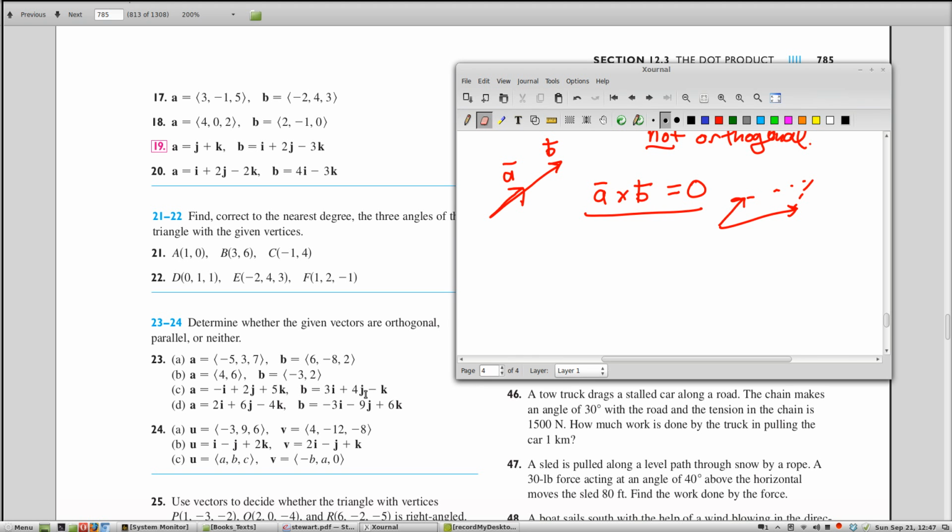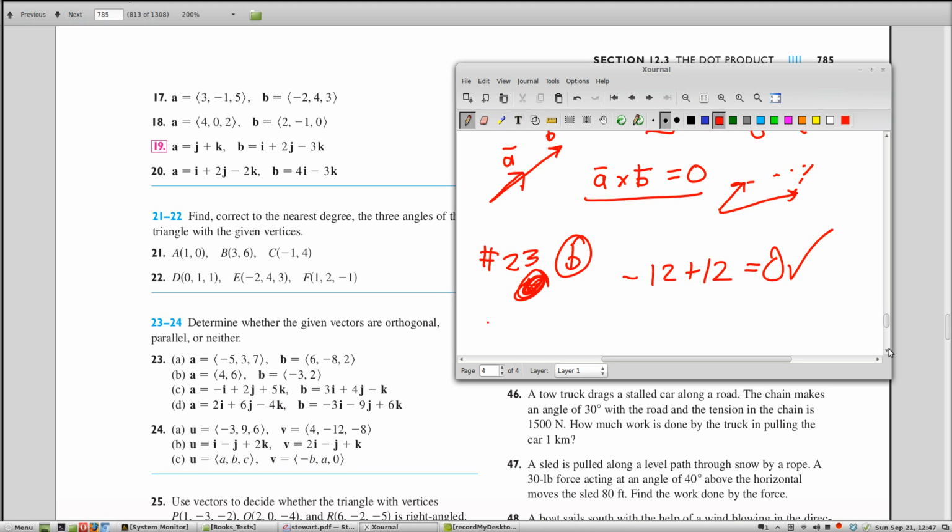So what else? Maybe we should do 23b, we should try to do one where the answer turns out to be yes. Number 23b, oh, it's not vector b, it's just b. So you get minus 12 plus 12, and it is equal to 0, and so the answer for 23b is yes, they are orthogonal. This is kind of boring the hell out of you probably, isn't it?